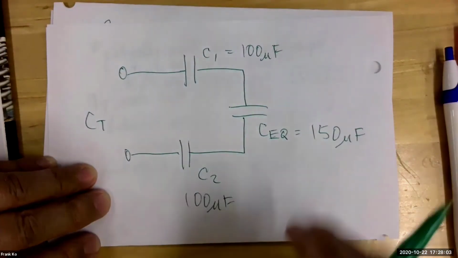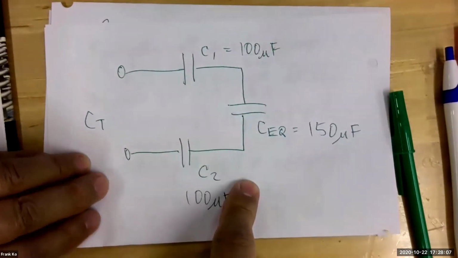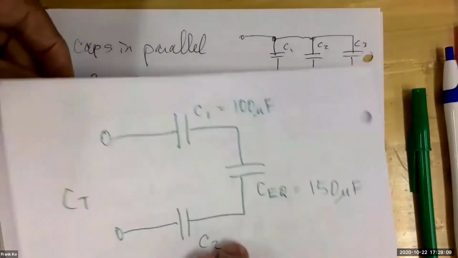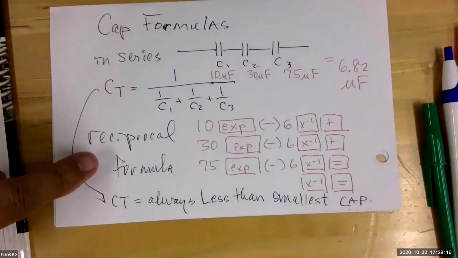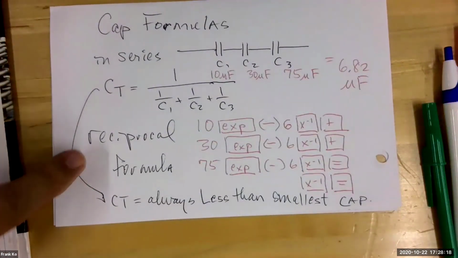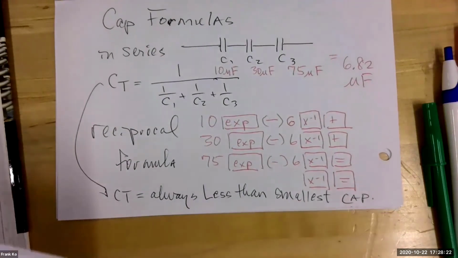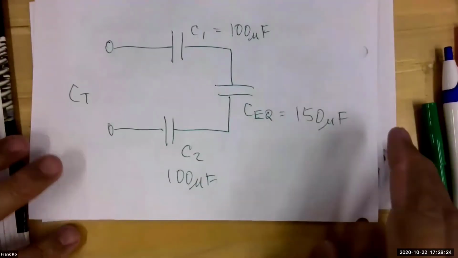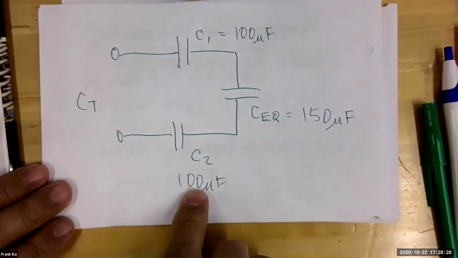Now, do I add these in series for capacitors? Am I supposed to add? No, because in my series caps right here, I use my reciprocal formula. And the total will always be less than the smallest cap. Well, guess what? I've got 3 in series, so my total better be less than 100 microfarads, yes?